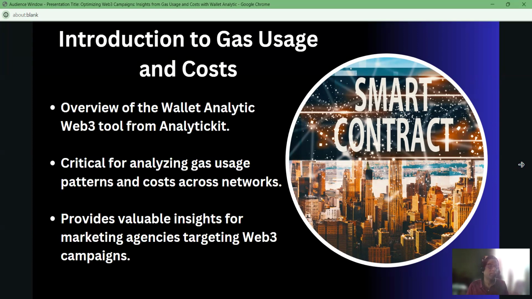One of the main purposes of this wallet analytic Web3 tool is to identify various data from the Ethereum blockchain and try to understand customer behavior, like how many transactions they performed and on which days they performed the transactions, all those analyses.